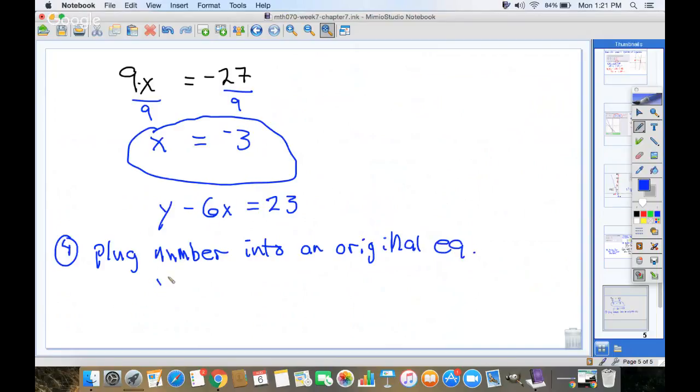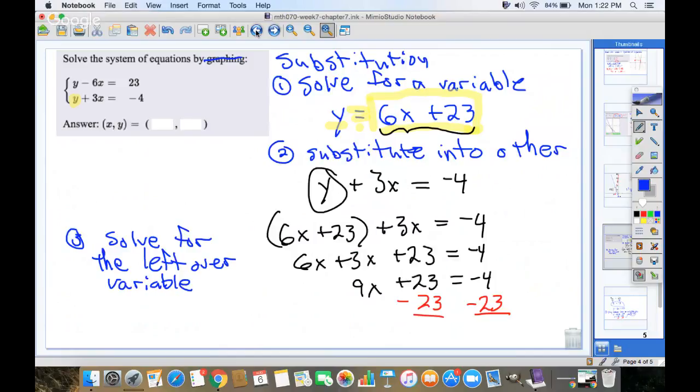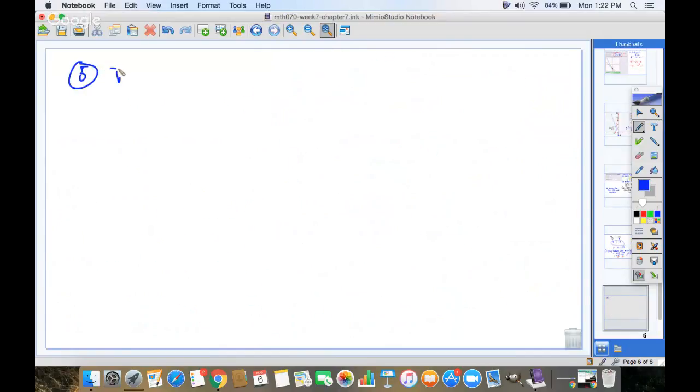So we're going to get y minus 6 times negative 3 equals 23. Negative times a positive, that's going to give me y plus 18 equals 23. In this case, we'll subtract the 18 over to the other side. These guys cancel. So then y is whatever 23 minus 18 is. On a good day, that's 5. So I think I have a solution now. Negative 3, 5. The last step would be to then plug both numbers into the other equation to see if we really got it.